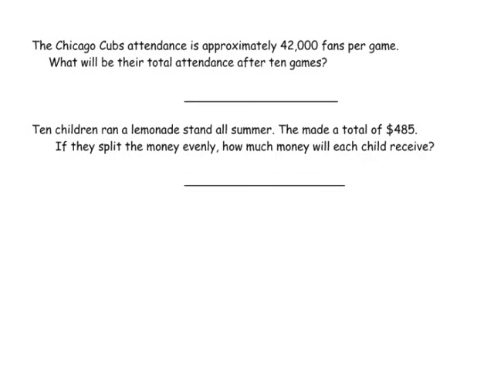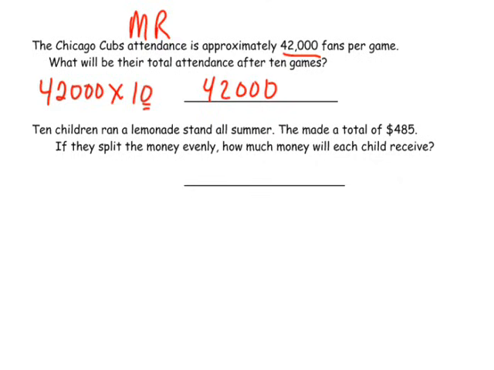In the first one, the Chicago Cubs attendance is approximately 42,000 fans per game. Well, what would be their total attendance after 10 games? Well, we would be multiplying 42,000 times 10. So because we're multiplying by a power of 10, when you multiply, move the decimal to the right. So I'm going to take 42,000 and move the decimal 1 spot to the right. So after 10 games, the Cubs could expect to have 420,000 fans.